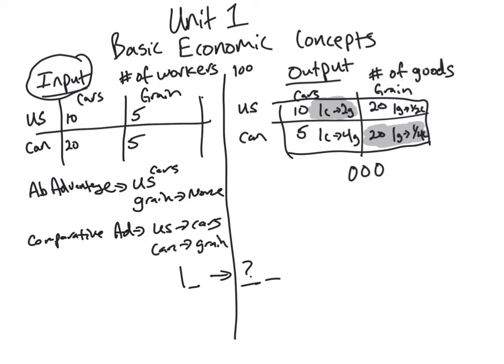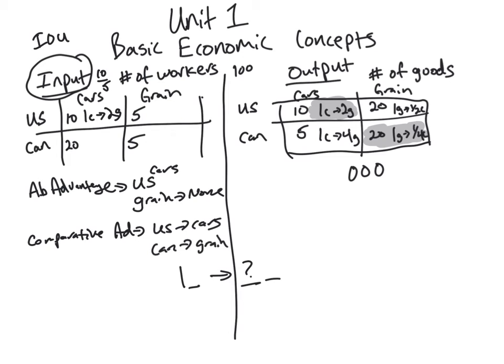Now, do the inputs tell us the same thing? So let's look. For inputs, our acronym is IOU: the input's other number goes under. Or you could think about it like this. If it takes 10 workers to produce a car, how much grain could those workers have produced? One car is the equivalent of how much grain those 10 workers could have made? Well, since it only takes 5 workers to make a grain, they could have made 2 grain. In other words, 10 over 5.